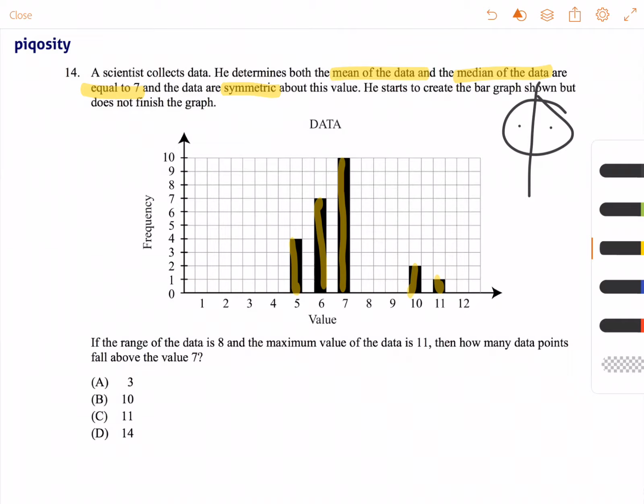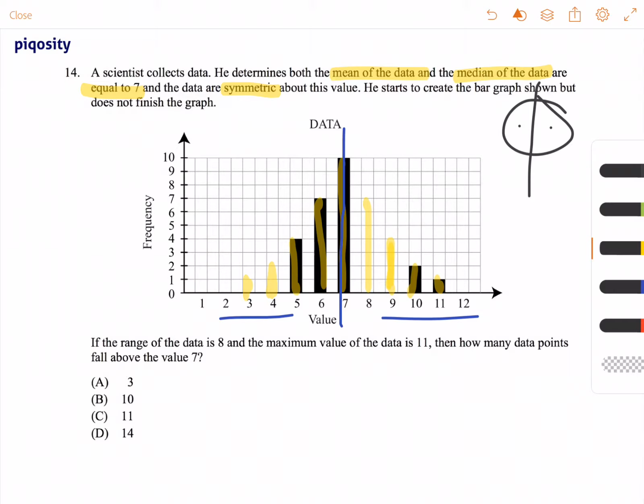Since this is supposed to be symmetrical at the median, the left and the right need to look the same. So let's finish out this bar graph real quick. For the value of 8, it needs to be the same as the value of 6, so 8 needs to go up to a frequency of 7. 9 needs to match the 5, so it goes up to a frequency of 4. The 4 over here needs to match the 10, so it goes up to a frequency of 2. And then the 3 needs to match the 11, so it goes to a frequency of 1.